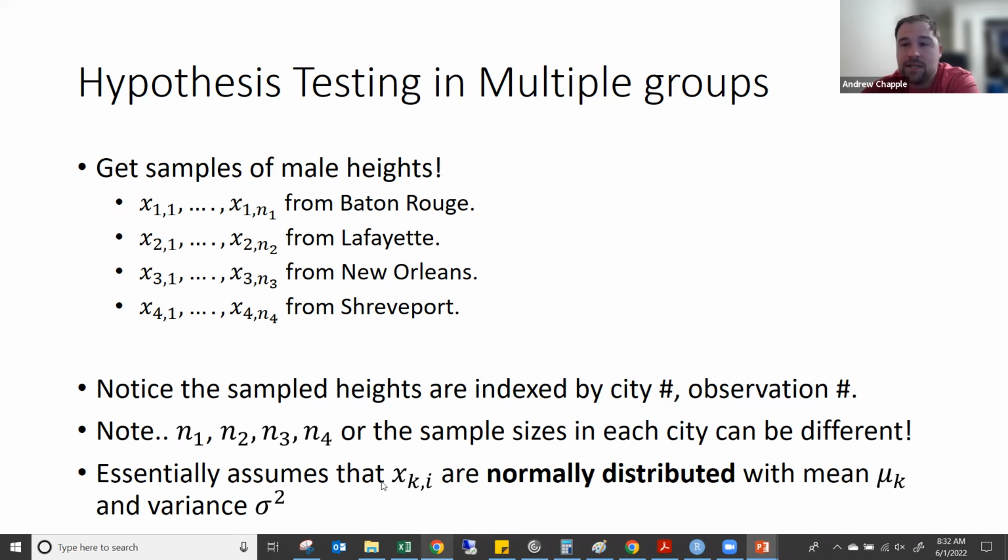And basically what this model assumes is that each data point that we collect here, every single one of these, are normally distributed and have some mean mu k and a variance of sigma squared. So it is a parametric model. ANOVAs do assume your data is normally distributed. So if you have a very small data set, generally not recommended to use ANOVA.